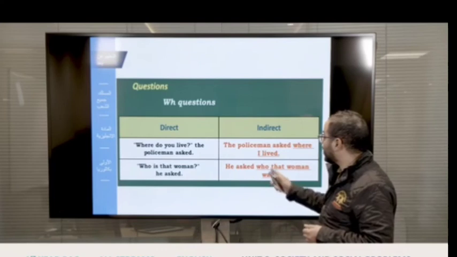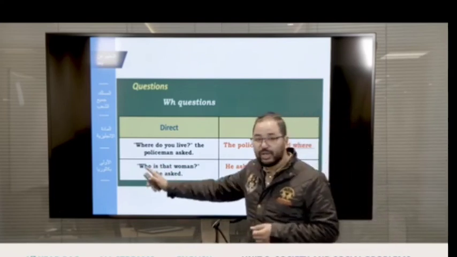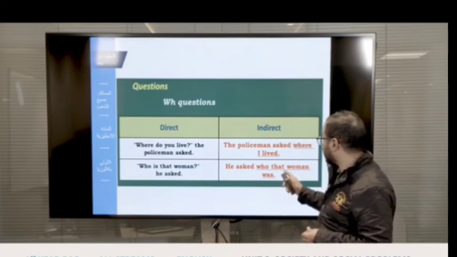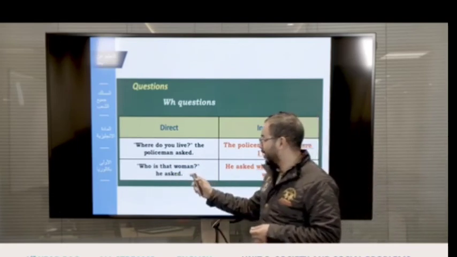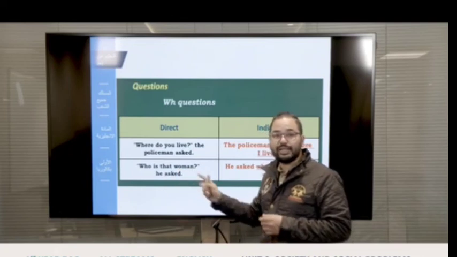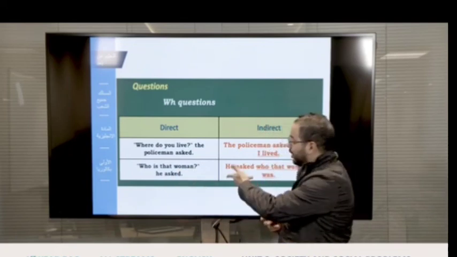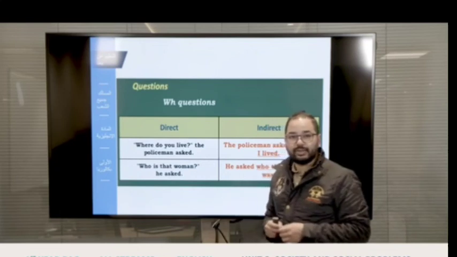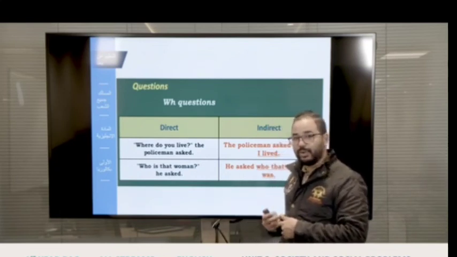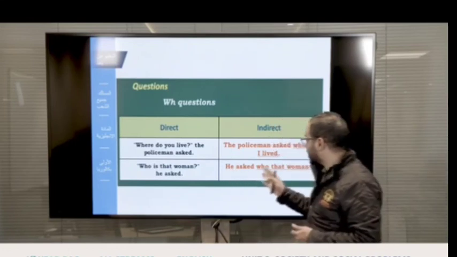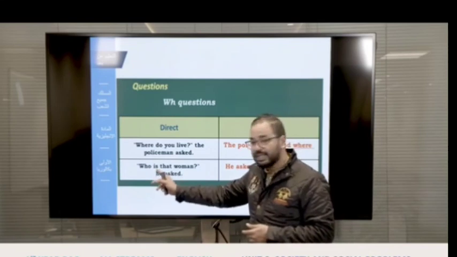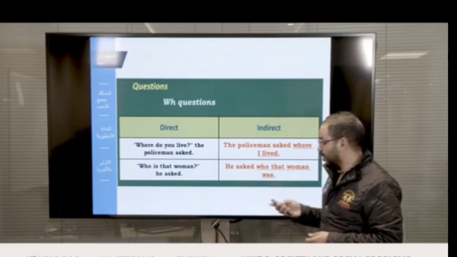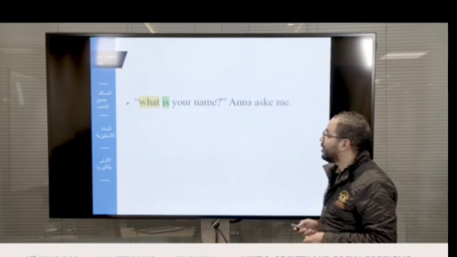Another example, who is that woman? He asked. He asked who? We always keep the WH word or question word. So who that woman was. Who is that woman? This is the question form. If we want to make this the positive or affirmative form, we start with that woman is. For example, that woman is my sister. When we report, we use the affirmative form. He asked who that woman was. Here we have is, present; in reported speech, we use the past. Present becomes past, was.